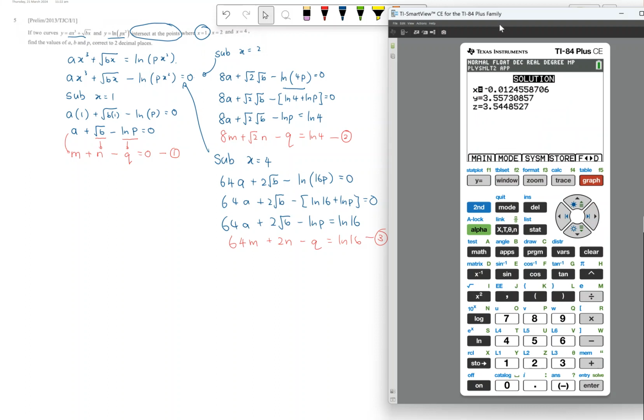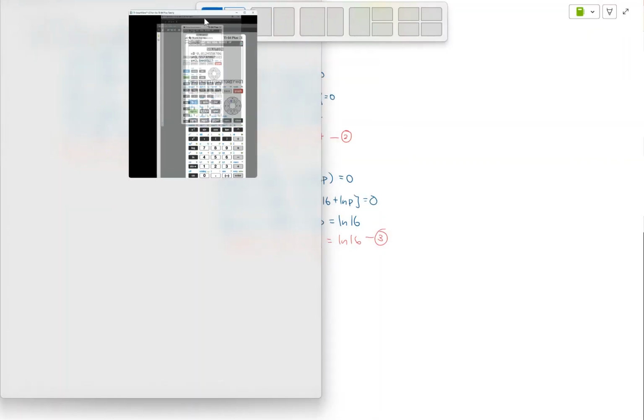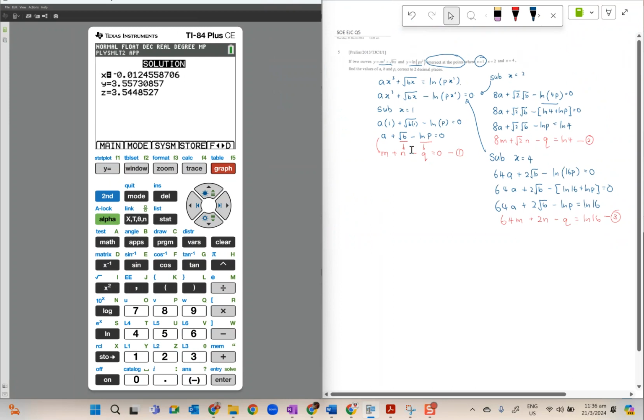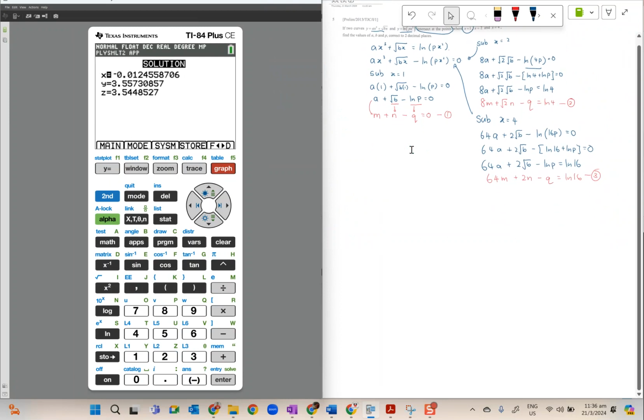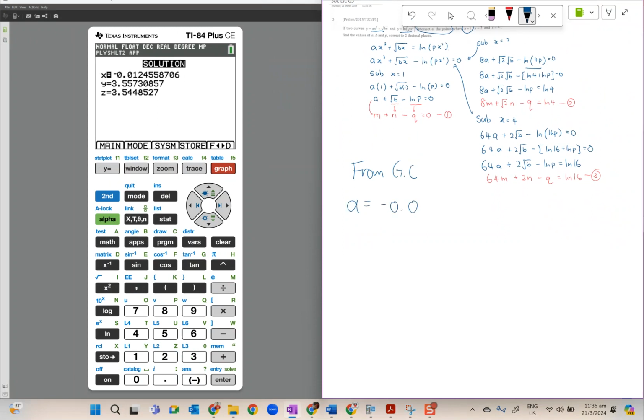Now be careful, remember this is not your final answer. You have to put it in this form. You have to find out what is your a, b, and c. So I know from my GC, remember to write from GC, a equals negative 0.012, and they want it to two decimal places, so I'm going to leave this as fine.